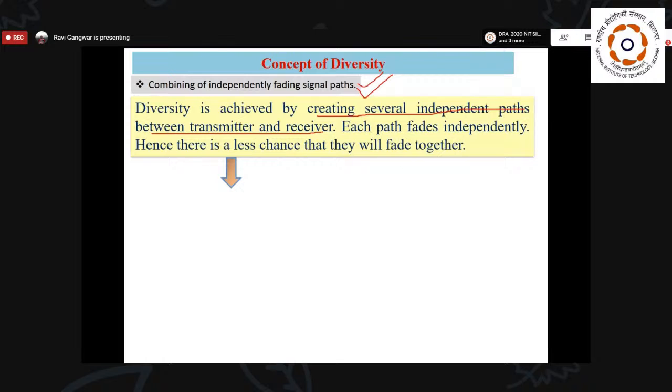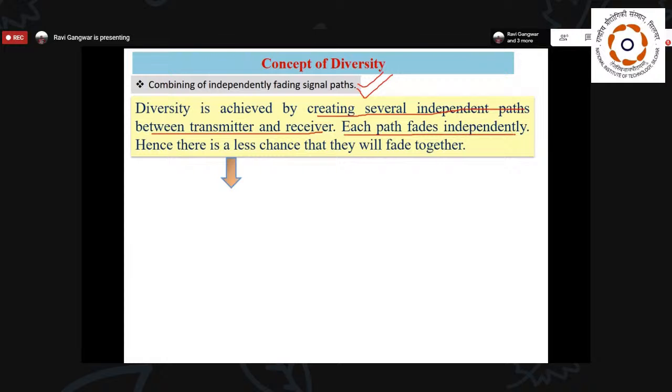So here we are going to create the multipath propagation to get all these advantages in the current communication system. Similarly, in the single input, single output system, that is basically the major problem. But now, in the current or modern communication system, we are going to create such an environment so that we get the following advantages. What are the advantages? Each path fades independently.